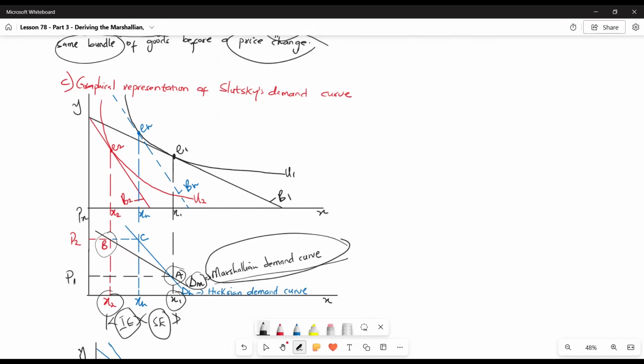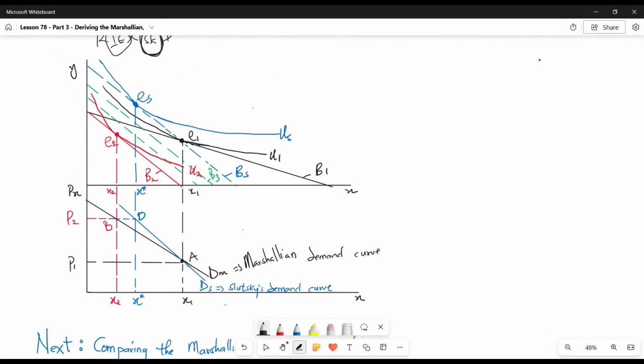Then our Hicksian demand curve is DH, and this is drawn by connecting point A and point C. And we see that this is purely the substitution effect from the price change, where demand changes from X1 to XH, representing only the substitution effect. And on the top part of our diagram, the Hicksian demand represents a change from E1 to EH, which we have mentioned is the substitution effect of a price change.